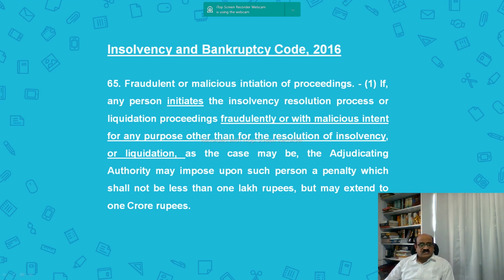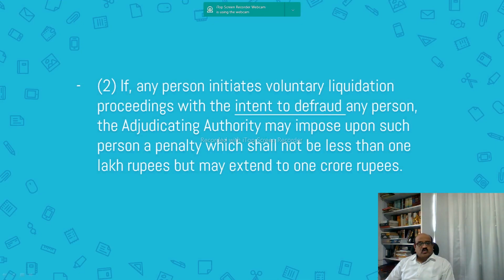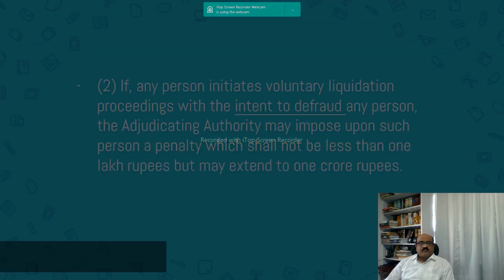In all the three subsections, the penalty is very clear. It is 1 lakh rupees or it may extend to 1 crore rupees as the case may be. Subsection 2 is very clear. If any person initiates voluntary liquidation proceeding, again with intent to defraud any person, the adjudicating authority may impose upon such person a penalty which shall not be less than 1 lakh rupees but may extend to 1 crore rupees.